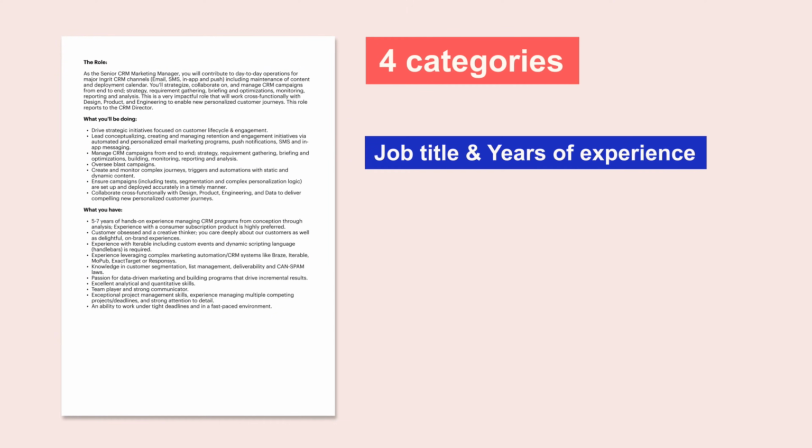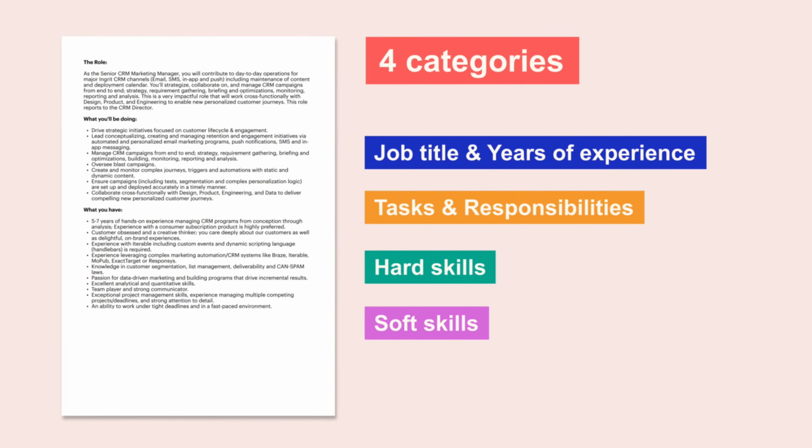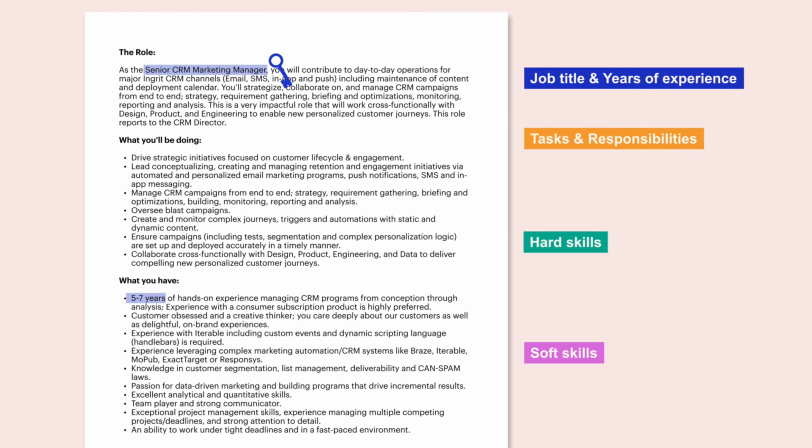Now let's have a look at how to identify the keywords in our job ad in practice. A good rule of thumb is to start highlighting the keywords based on 4 categories: job title and years of experience, tasks and responsibilities, hard skills, and soft skills. These keyword categories work for any job ad, regardless of the industry. So first up, it's the job title, which is Senior CRM Marketing Manager, and the years of experience, which are 5 to 7 years. Sometimes it'll be a college degree like an MBA or a specific certification.